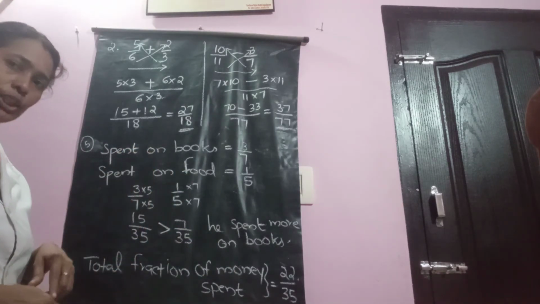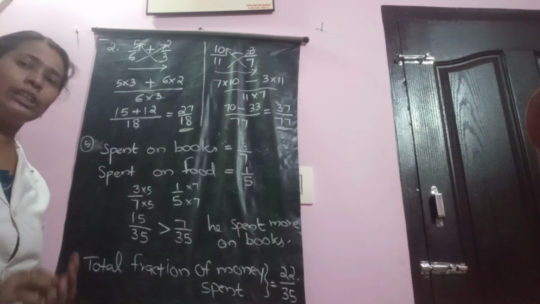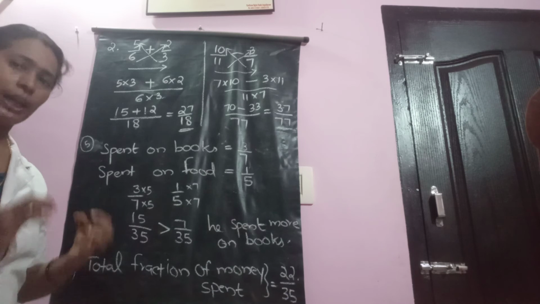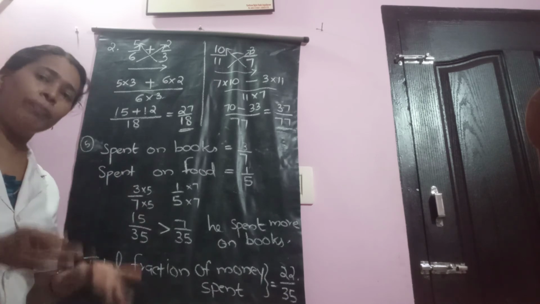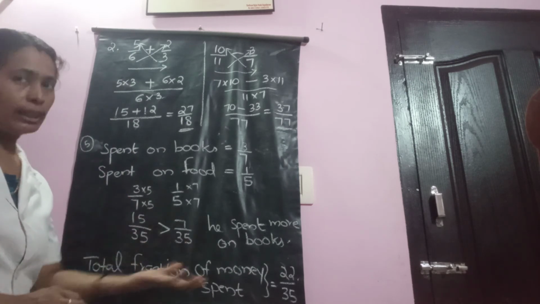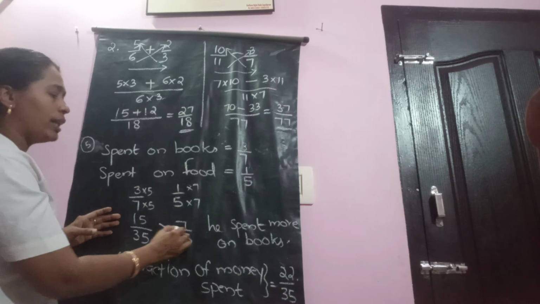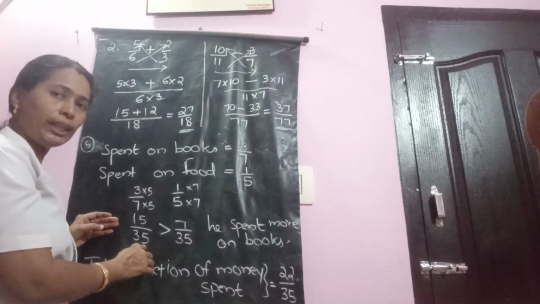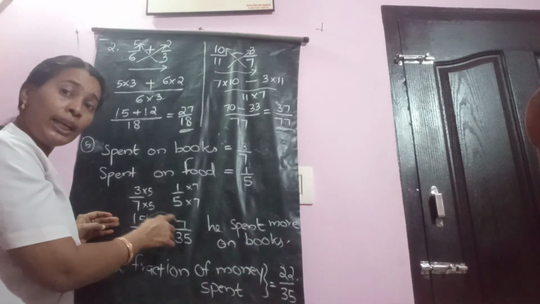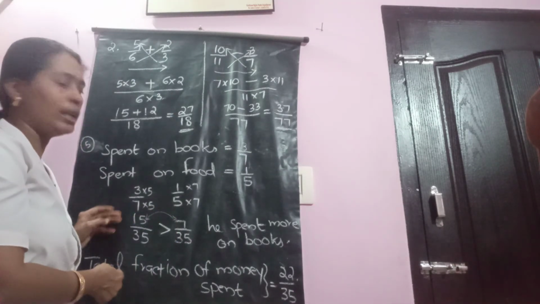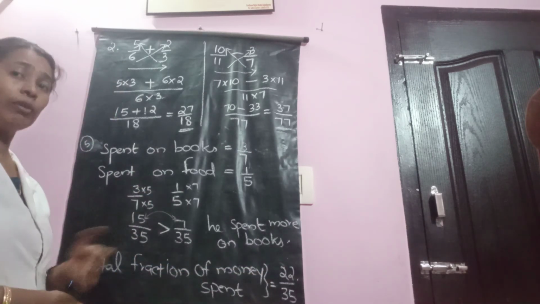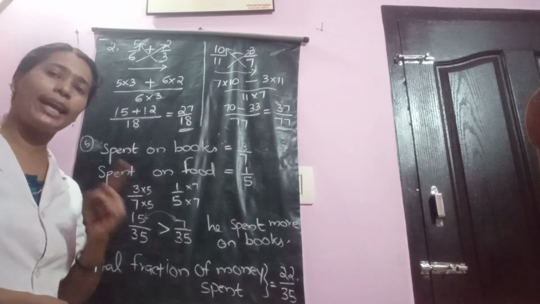Then finally they asked you the total money he spent in the form of a fraction. Represent the total money as a fraction. So how do you calculate the total fraction of money he spent? We just want to add these two, isn't it? Because we got the denominators the same. Just add the numerators. So how much will come? 15 plus 7, how much? 22 by 35.